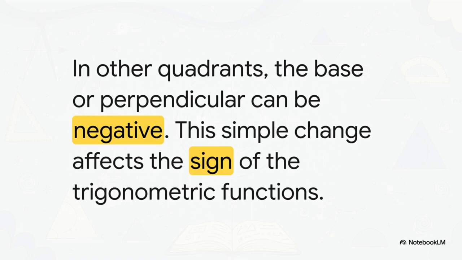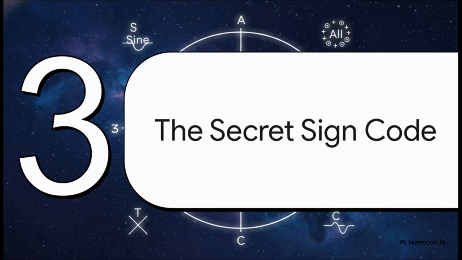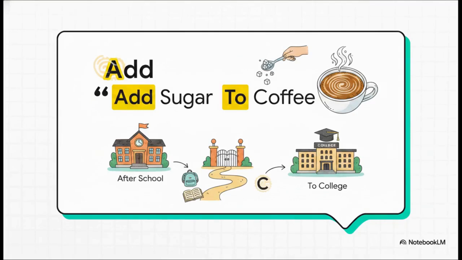So, how on earth do you remember which sign goes where? Well, that brings us to our secret code. It's a really simple little memory trick that tells you exactly which functions are positive in each quadrant. You'll never have to guess again. Just remember this one phrase, add sugar to coffee. Some people also like to use after school to college. Whatever works for you. The first letter of each of those words, that's our key.